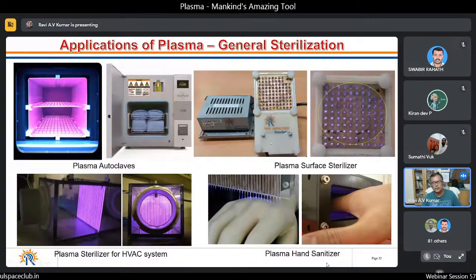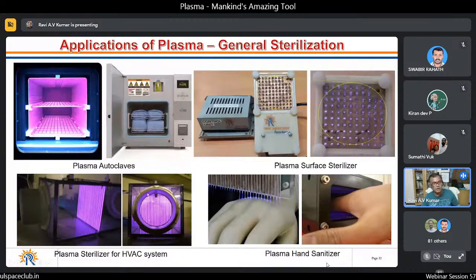This is one of the plasma surface sterilizers that IPR developed during COVID. This is to sterilize surfaces like a bed or a seat or a table. It is very compact. You can hold it in your hand and wave it over the surface. You can see the pink color of the plasma here. That will produce reactive oxygen and reactive nitrogen, which will sterilize the surface.